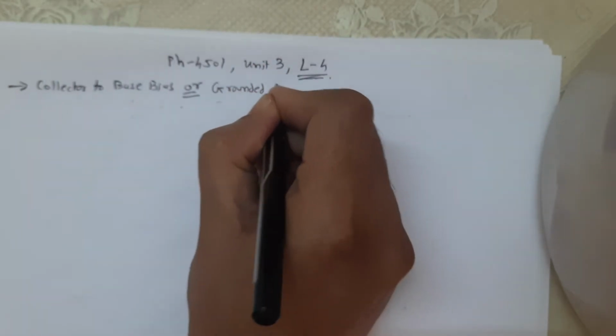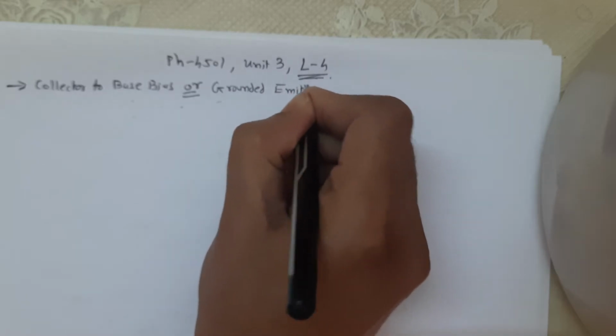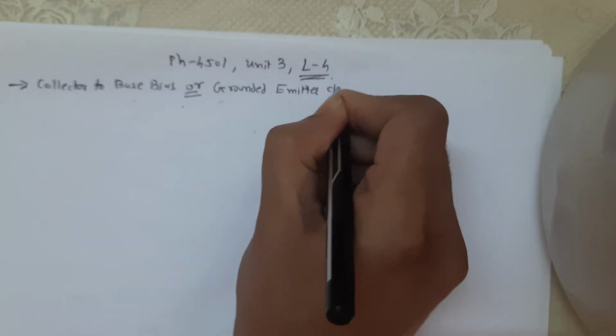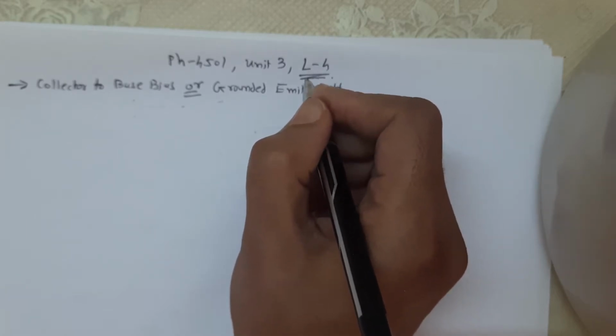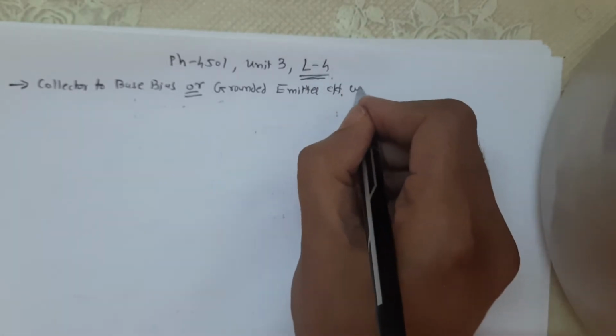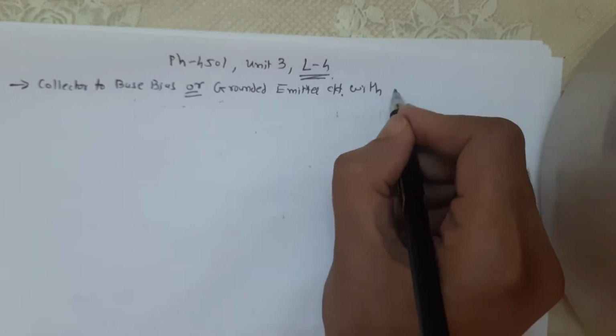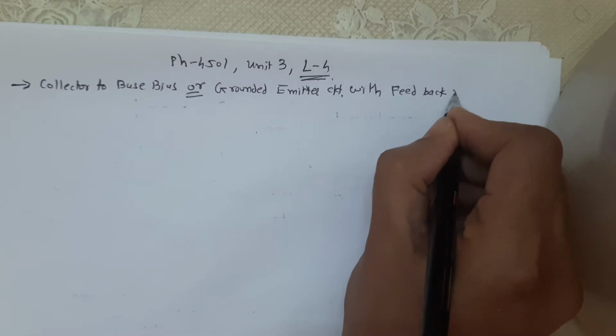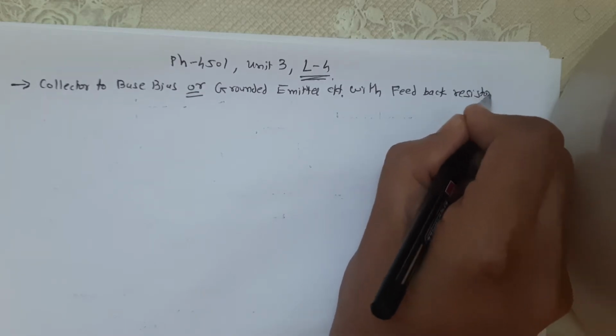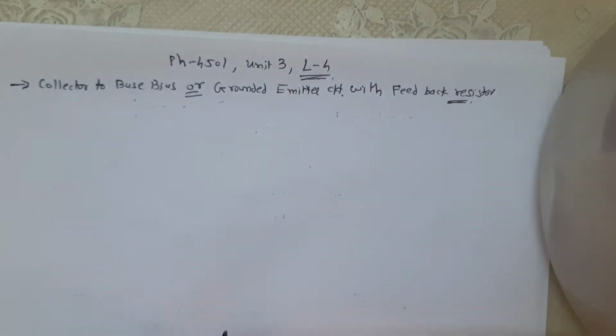Grounded emitter circuit. That means the emitter of the transistor is grounded, and with a feedback resistor. Feedback means some portion of the output is fed back to the input, and we see what the effect is on the circuit.